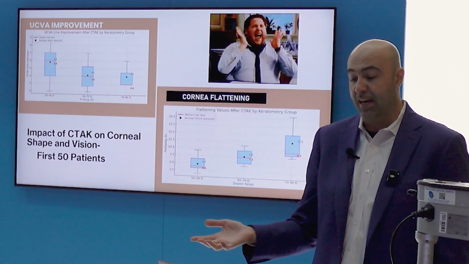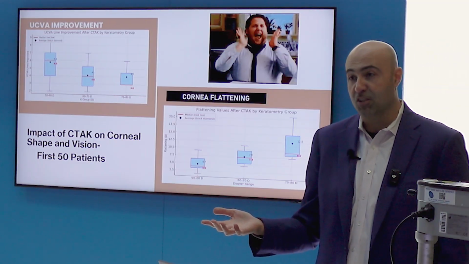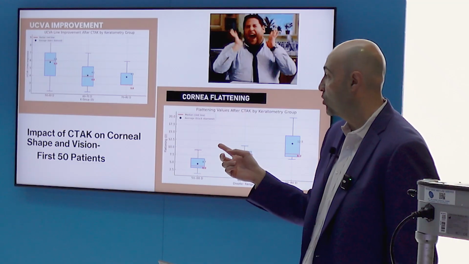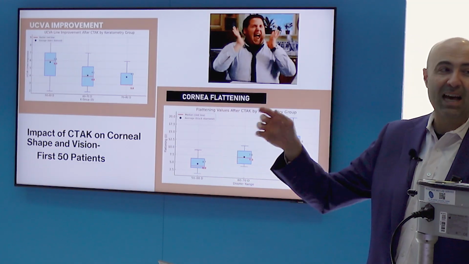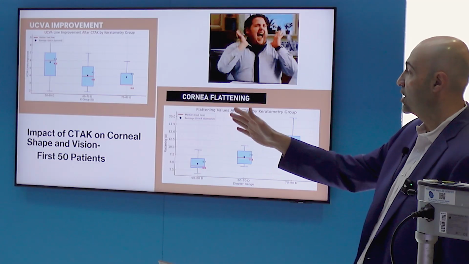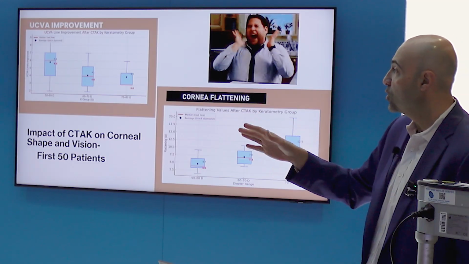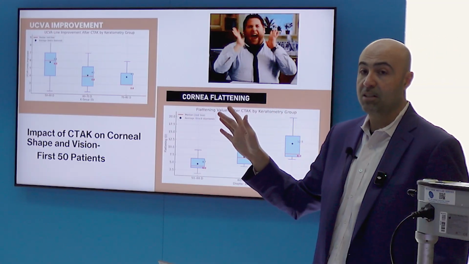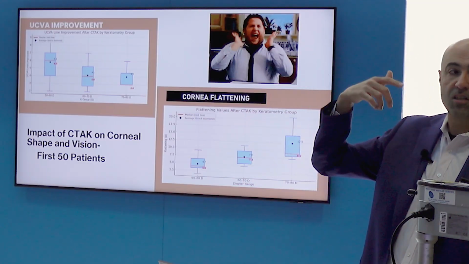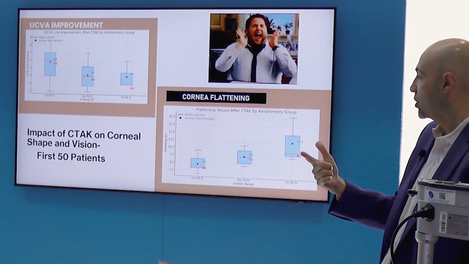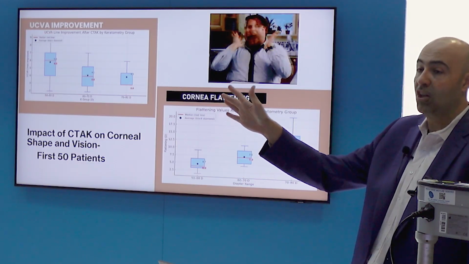So speaking of data, this is our first 50 patients. Okay, our first 50 patients, you have uncorrected visual acuity improvements, and we separated this by how steep their cornea was. So if the cornea was 50 diopters to 60, 60 to 70, 70 to 80, you can see the uncorrected visual acuity improves. Now, it's not linear, of course, because you have these steeper corneas. It's harder, of course, to get those patients to see better, but you do get improvements in all the categories.